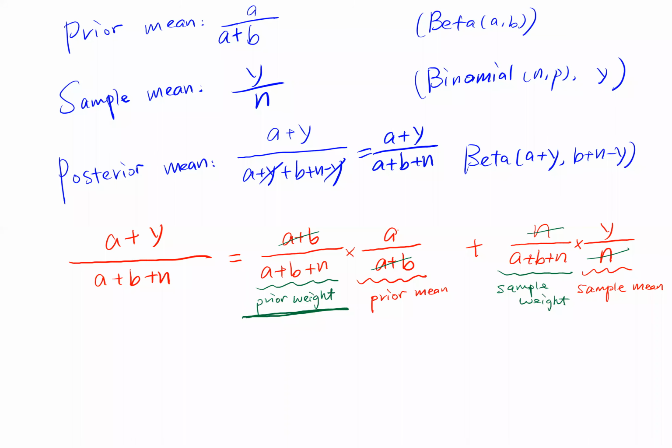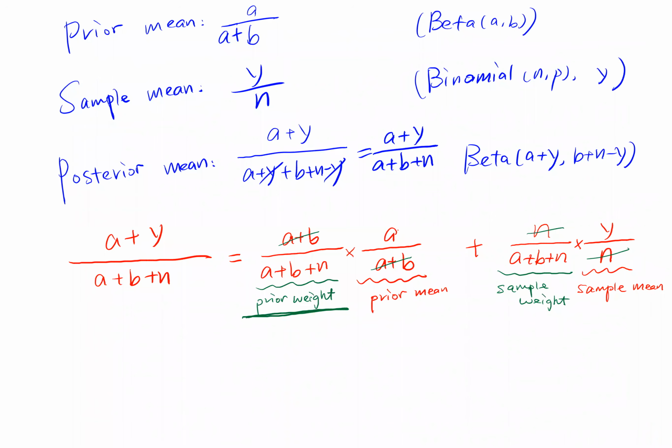So this is not an arithmetic average, okay? This is a weighted average because you apply different weights. Another important feature is that the two weights should add up to 1, and they do, okay? It's A plus B plus N over A plus B plus N. It is 1.